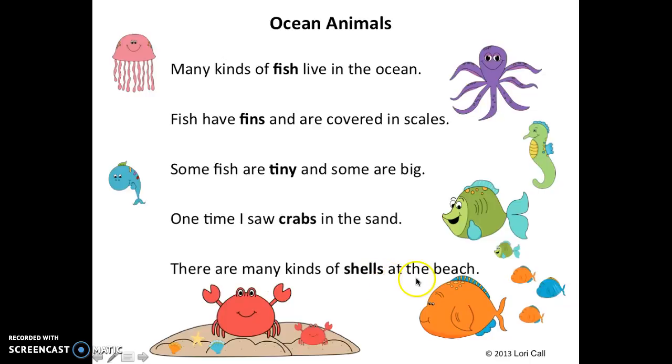shells at the beach. Boys and girls, when you read to self today, please remember that you can do this when you're all by yourself. You can read a sentence, skip that tricky word, and read the rest of the sentence. But you have to remember to go back and try to figure out that tricky word.